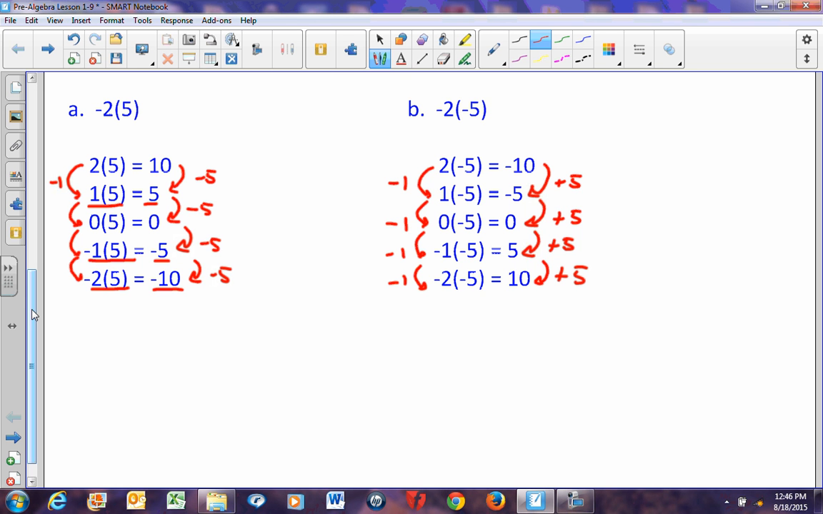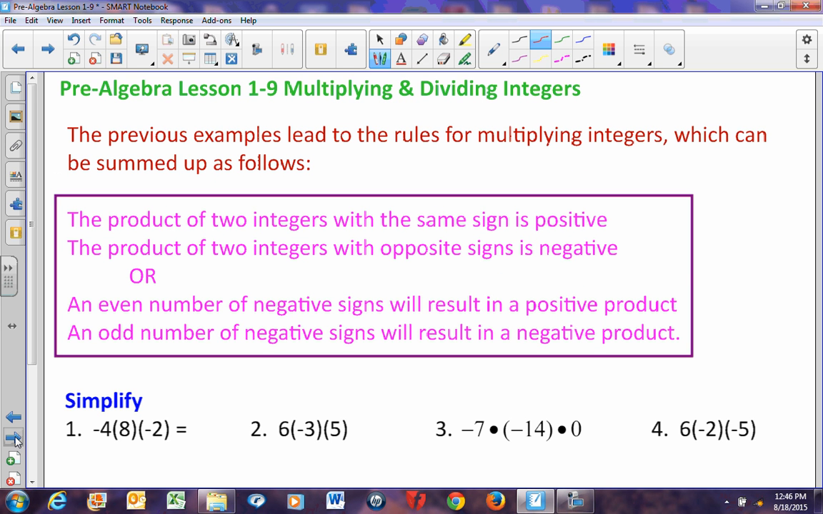This leads us to the rules for multiplication and the rules for division, basically. The rules for multiplying integers can be summed up very simply. The product of 2 integers with the same sign is positive. Opposite signs, negative. A positive times a positive is a positive. A negative times a negative is a positive. And a positive times a negative is a negative.